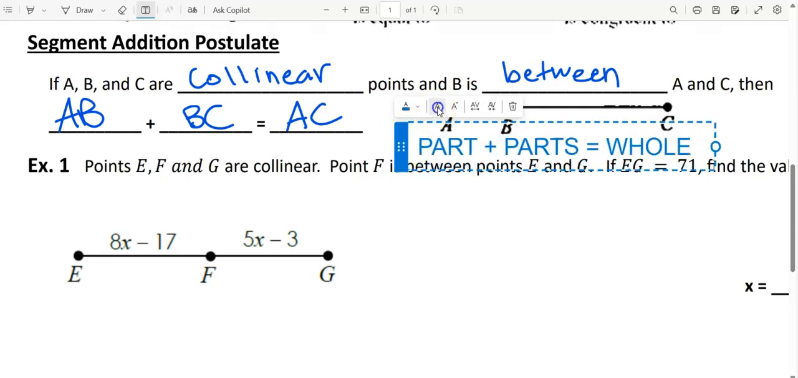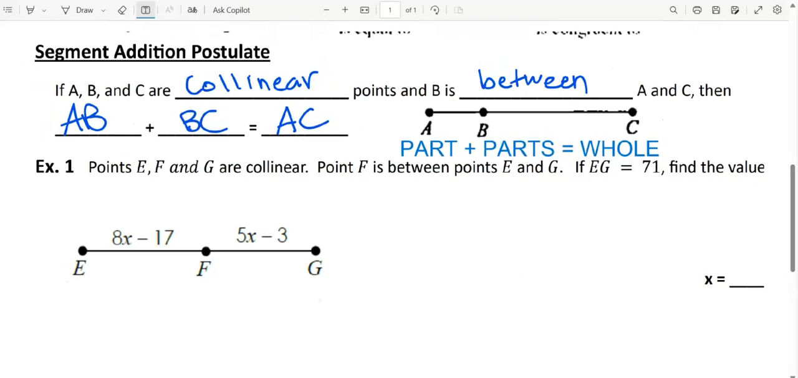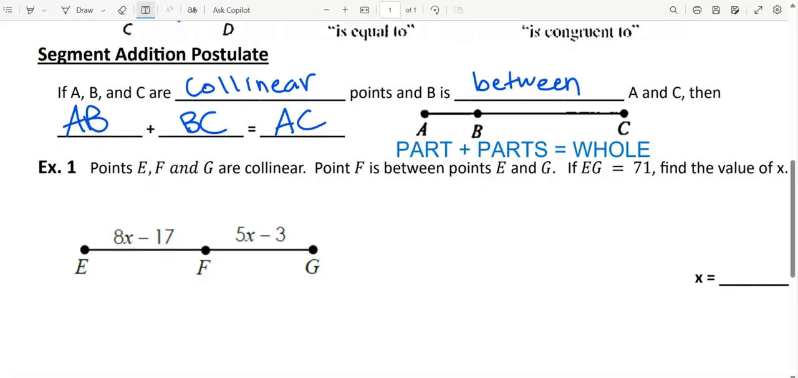Okay? And I do want you to write this down. This is the essence of our notes today. Whenever we have a segment that's broken into parts, you must know that the part on the left plus the part on the right equals the whole thing. Okay, do we understand that? Part plus part equals whole.